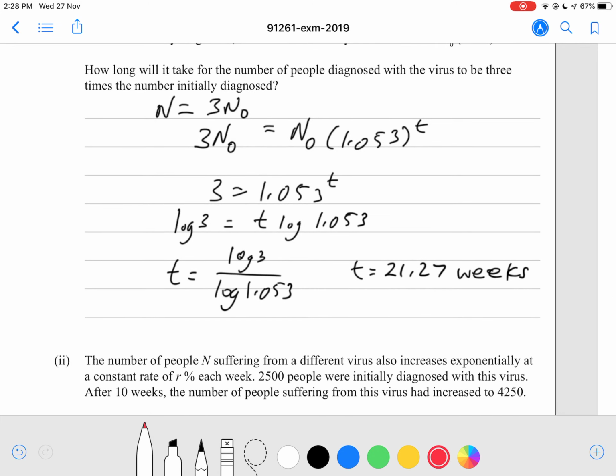And this could potentially be a merit level question. So merit level question for finding T equals 21.27 weeks, and an achieved potentially for getting up to this step could potentially get you an achieved actually.